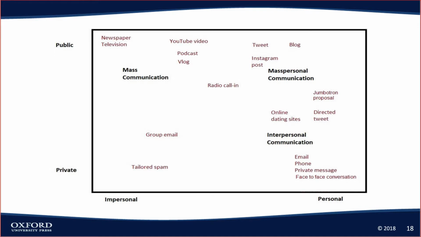And so in that top right-hand corner, you see the mass personal, where you are sending it out to a public, right? It's going out to a lot of people, a tweet, Instagram, a blog. Those are public and rather personal. Oh, my personal favorite, really, the Jumbotron proposal. We could talk about this later, but why would you do that? Okay, so let's take a look here.